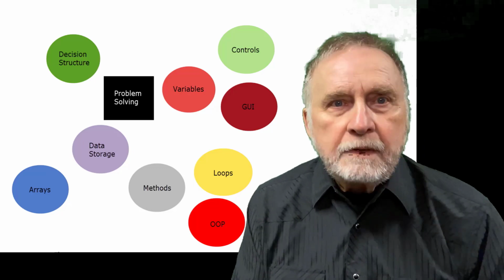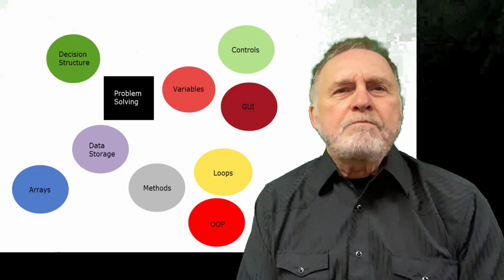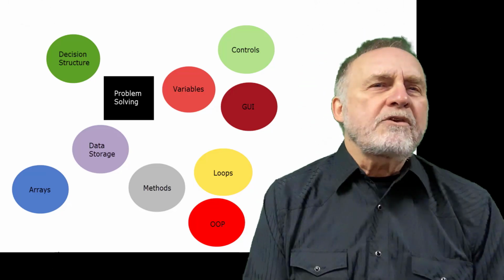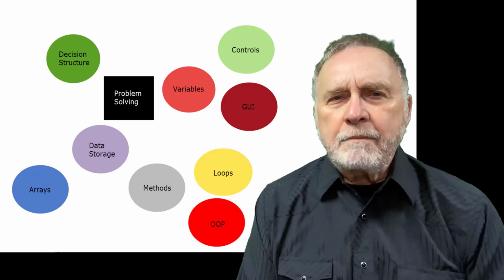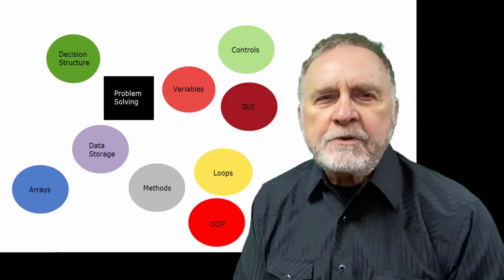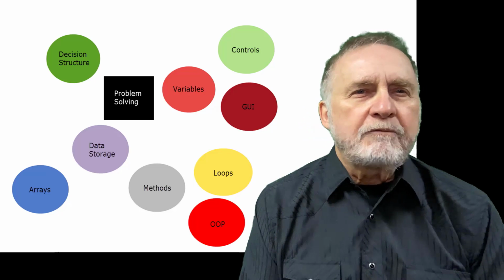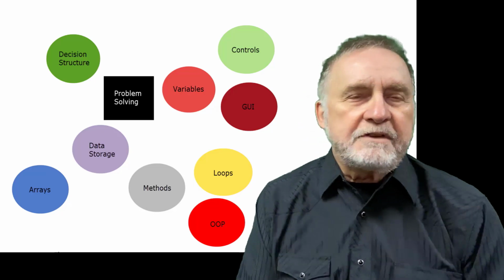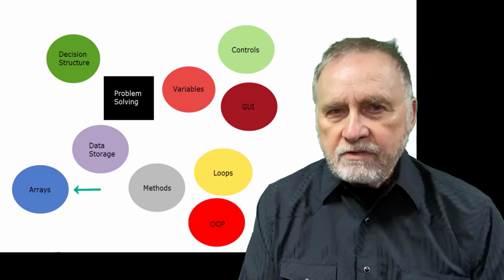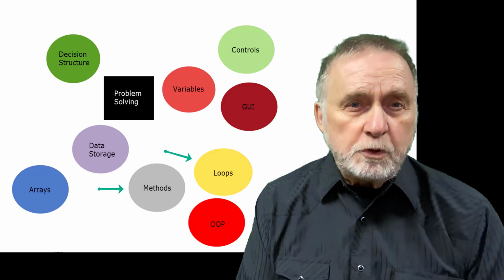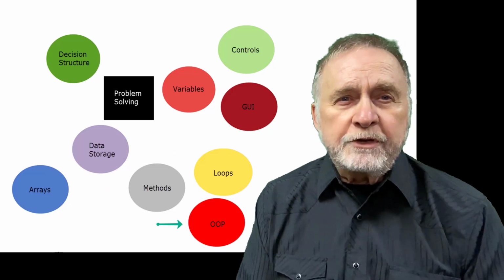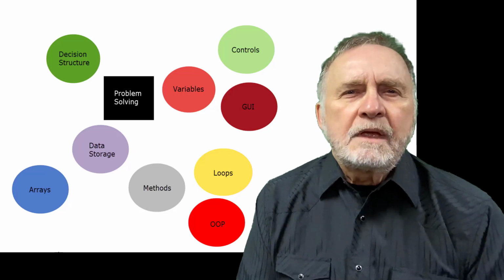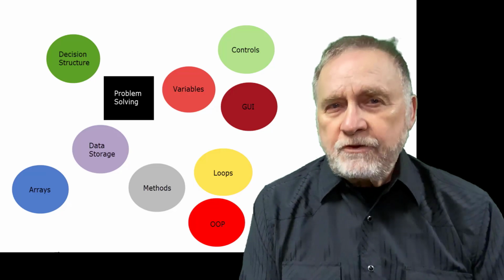That's our whole point. That leads us to why all those bubbles are up there. Those are the tools found in all programming languages that we use in solving our problems. And each of those bubbles represents many different tools, all of which are categorized by the name found in the bubble. You can see data storage, arrays, methods, loops, object-oriented programming, or OOP. We'll get to all of these later, but now we'll concentrate on decision structures.